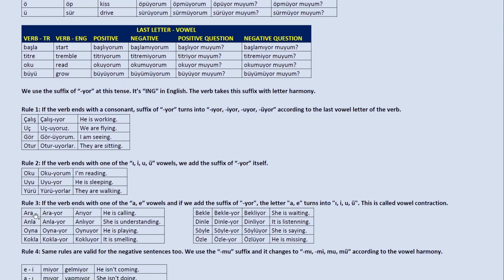This we saw, but here, if the verb ends with one of the A or E vowels, and we add the suffix -yor, the letter A or E turns into I, İ, U, or Ü. This is called vowel contraction. For example, başla ends with a vowel and the vowel is A. And we are adding the suffix -yor. The letter A turns into I. We don't say başlayorum, we say başlıyorum.